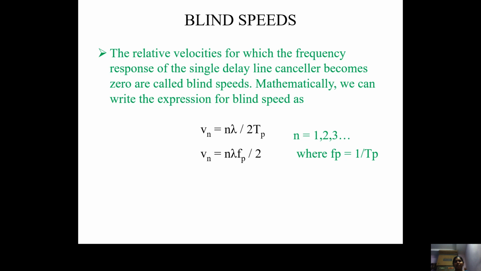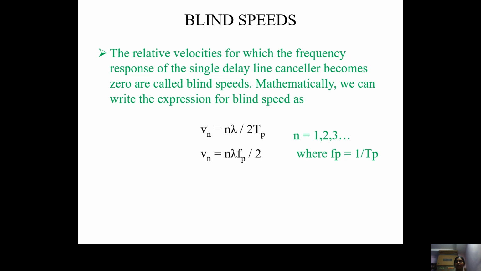These blind speeds can be written in the form of a mathematical equation as Vn equal to n lambda by 2 Tp, where n is equal to 1, 2, 3 and so on. Vn is the nth velocity of the received echo signal, lambda is the wavelength of the received echo signal, and Fp is the pulse repetition frequency. These are the blind speeds at which the radar is unable to distinguish moving targets from clutter.